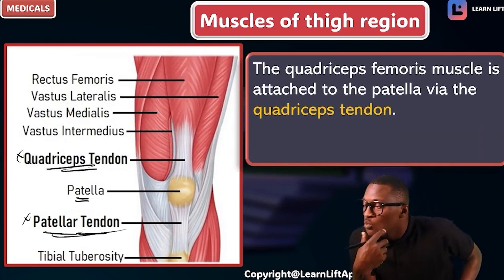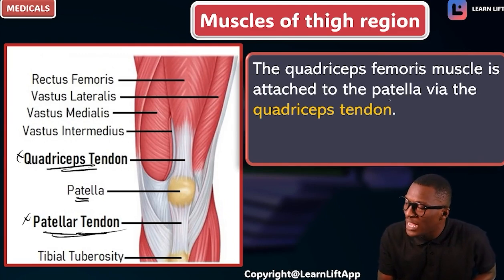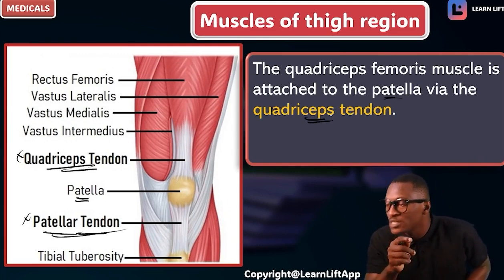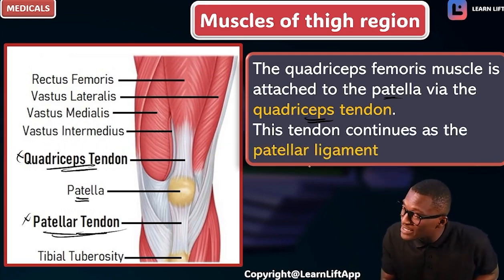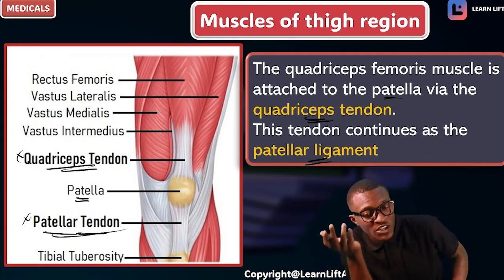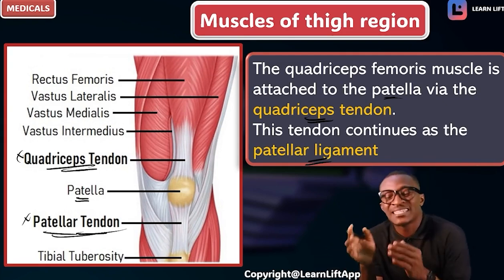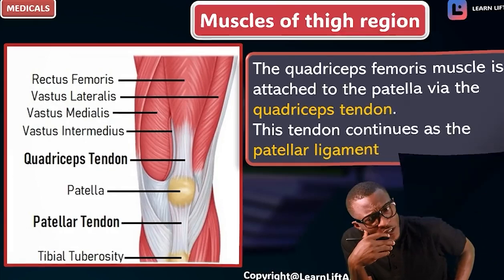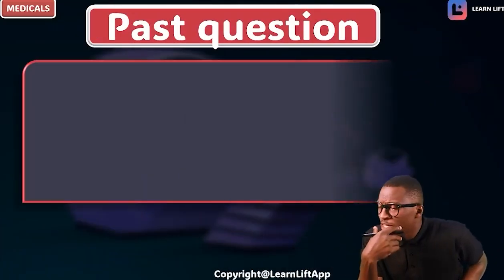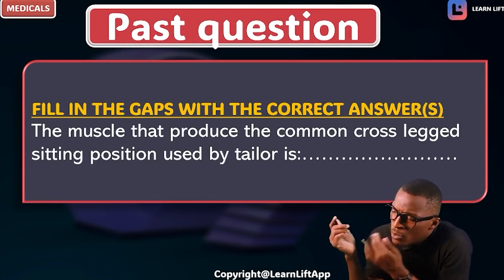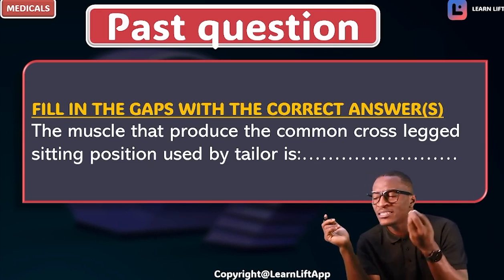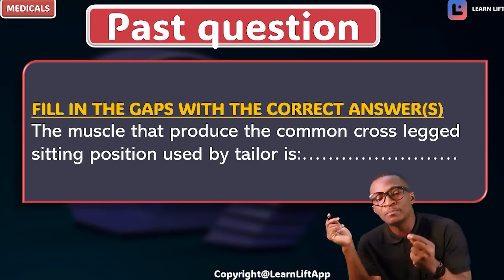Now look at it. We said that the quadriceps femoris muscles are attached to the patella via a tendon. That tendon is what we call your quadriceps tendon. I went for that to say that the tendon continues as the patellar ligament, or the patellar tendon. Do you understand that? If you understand that, let's try the first past question. The past question says fill the gap with the correct answer. The muscle that produces the common cross-leg sitting position used by a tailor.